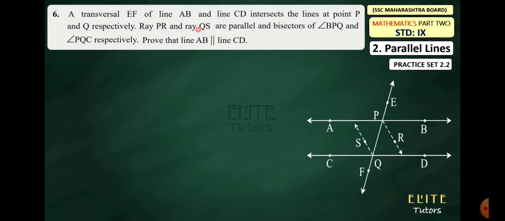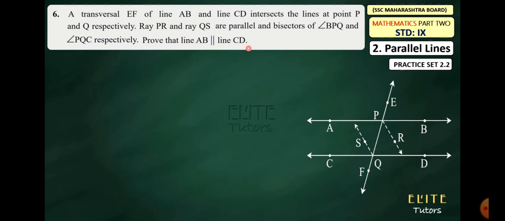In the question, ray PR and QS are parallel to each other and they are also bisectors of angle BPQ and angle PQC. That means ray PR bisects angle BPQ and divides this angle into two equal parts, and SQ is the bisector of angle PQC and divides this angle into two equal parts. So student, we want to prove that line AB is parallel to line CD.